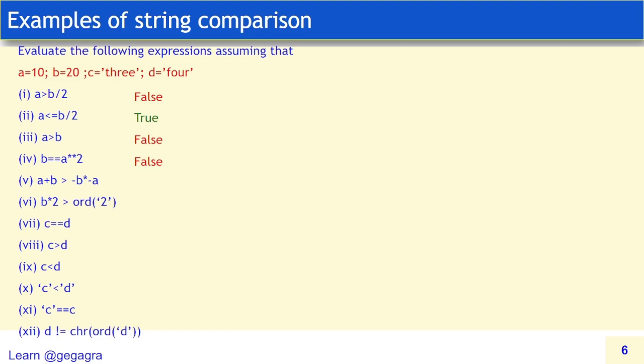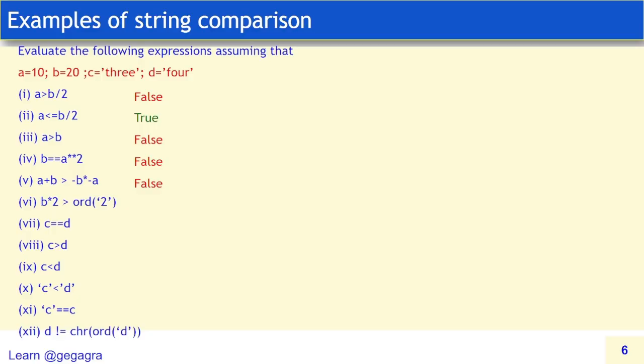Now the next condition: a plus b greater than minus a into minus b. Minus b is minus 20 and minus a is minus 10, and the multiplication of these two values is 200, 10 into 20, since minus into minus is plus. And a plus b is 10 plus 20, that is 30. So 30 is not greater than 200, and that is why this statement is again false.